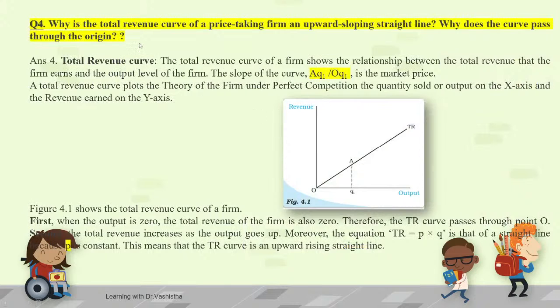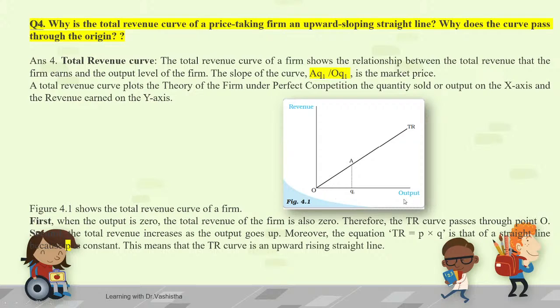Now why is the total revenue curve of a price taking firm an upward sloping straight line? Why does the curve pass through the origin? As we know, total revenue, which we have just read about, is P into Q, price into quantity. So if we talk about the total revenue curve, it shows the relationship between the total revenue that a firm earns and the output level of the firm.